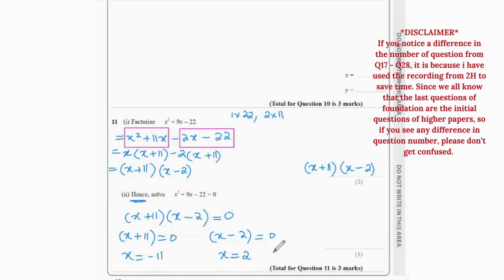If you put negative 11 back into the brackets, the first bracket becomes 0. If you put x equals 2 back into the equation, the second bracket equals 0, which gives the total answer equal to 0. So this is the logic behind putting the brackets equal to 0, because we don't know which one equals 0, but the product of the brackets always comes out as 0. So that's how you get your values: x equals negative 11 and x equals 2.